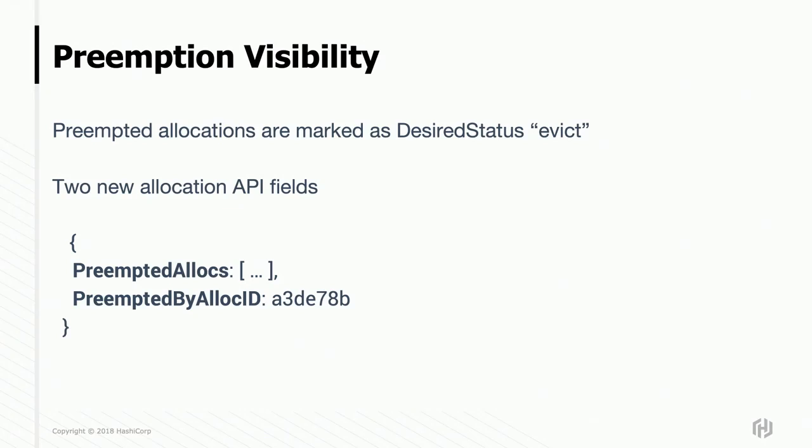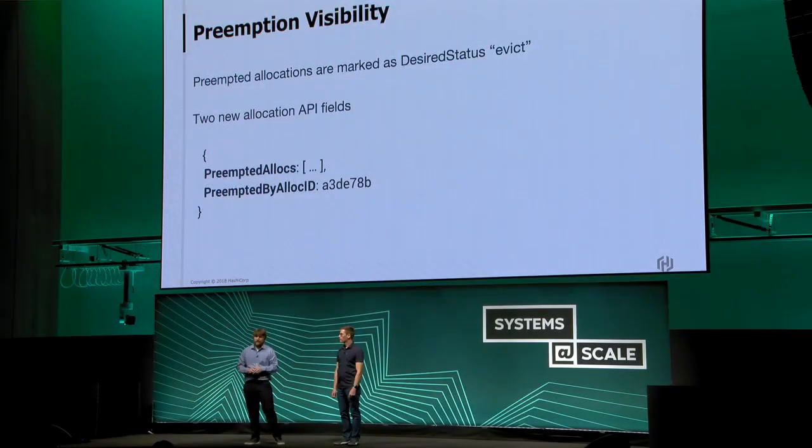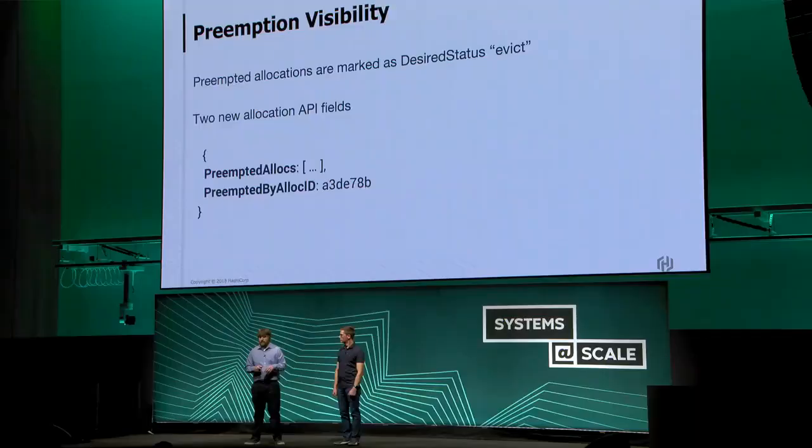So once you've actually done preemption, it's all done under the covers. Developers that are running their jobs on these clusters don't really need to know about it. But at some point as an operator, you're going to have to debug an issue, and you're going to need some visibility into preemption. So the way we expose that is an allocation has a desired status state. It could be running, queued, things like that. So we added a new state called evict when an allocation is evicted. And then we added 2 new fields to its data structure. So you can know if you were preempted by another allocation, which allocation that was, or if you caused preemptions, which allocation IDs you ended up preempting.